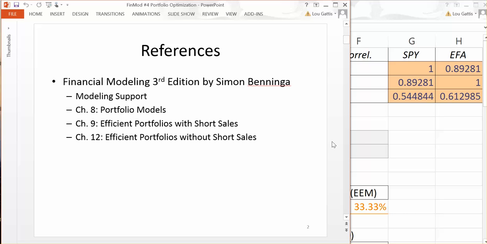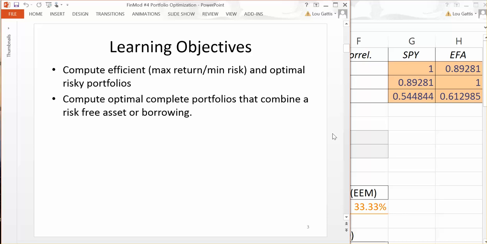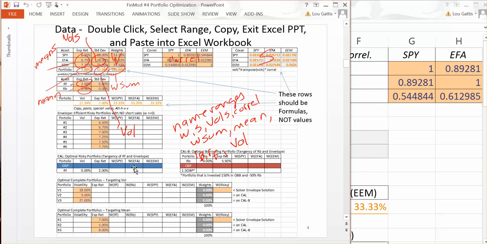In this topic, we're going to talk about how to create efficient portfolios with and without short sales, and also talk about portfolio risk and return. We'll compute efficient portfolios, ones that maximize return or minimize risk, and we'll also combine those portfolios with risk-free assets and leverage or borrowing. So we'll take our spreadsheet here.